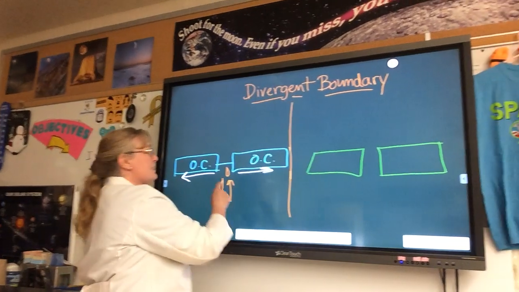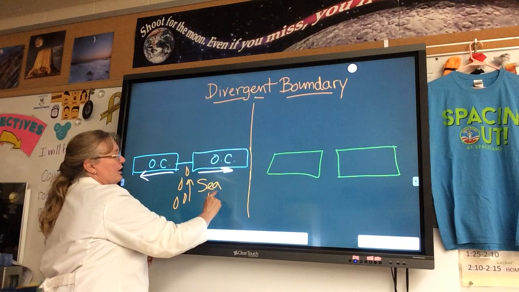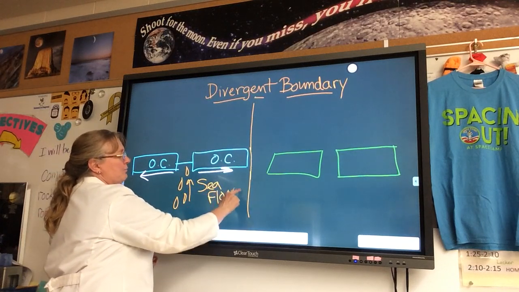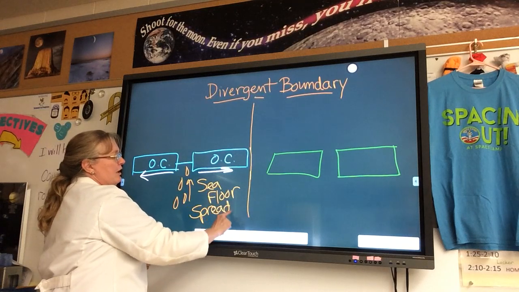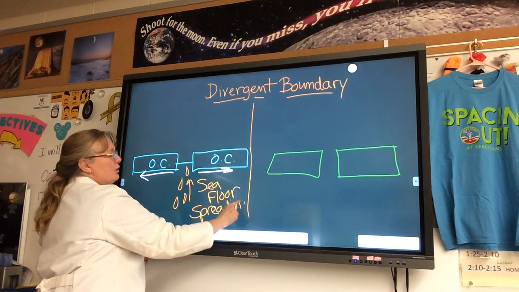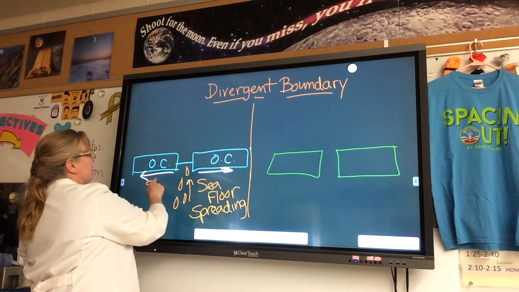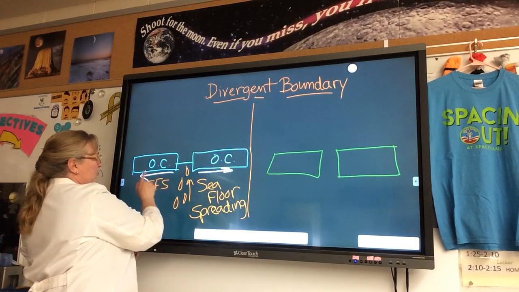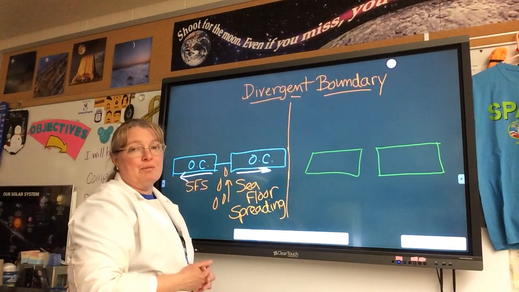Okay? So as it's spreading apart at the bottom of the ocean or the bottom of the seafloor, our process is called seafloor spreading. Good. That's the process. That's the name of that movement. So we've got seafloor spreading pulling that way and seafloor spreading pulling in that direction. It's going to create a landform above it.